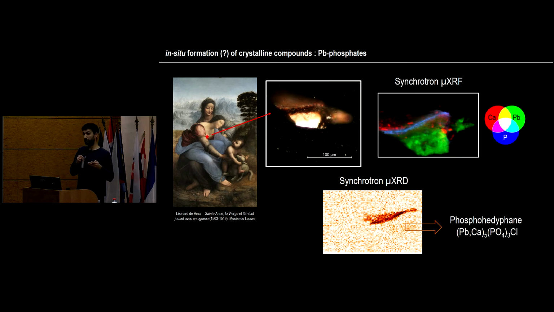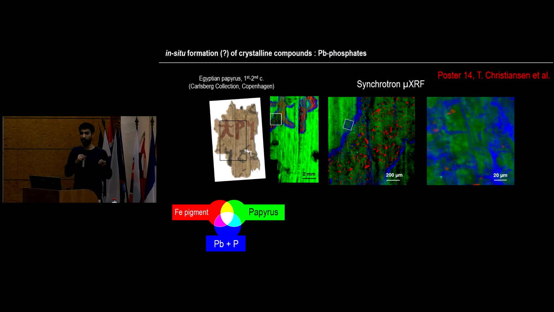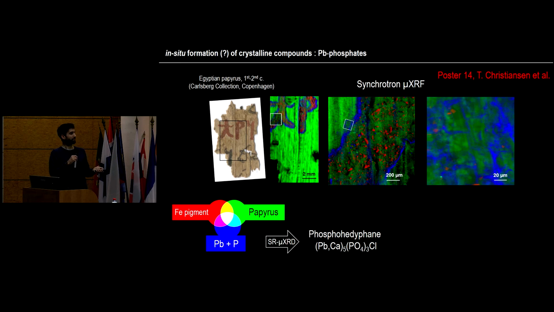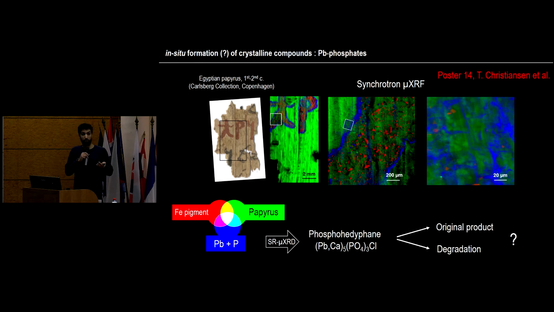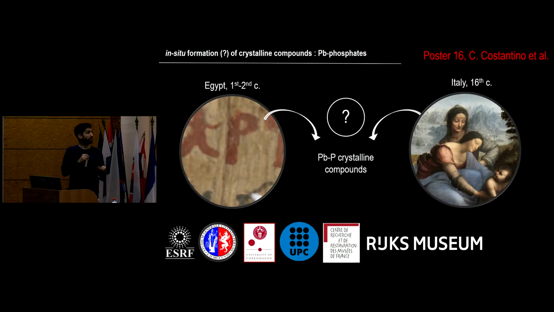What was interesting is that at the same time, Marine was working on Egyptian papyri, and in these papyri again, she detected the same phase. There is a poster, number 14, where you can read more about this study. So basically we have questions because those lead phosphates, we don't know if they are original products or if they are degradation based. And what's very surprising is to find them at such different historical times and geographical locations. So the main question is explained in this poster, and all of these institutions are now collaborating on this new project on lead phosphate phases.